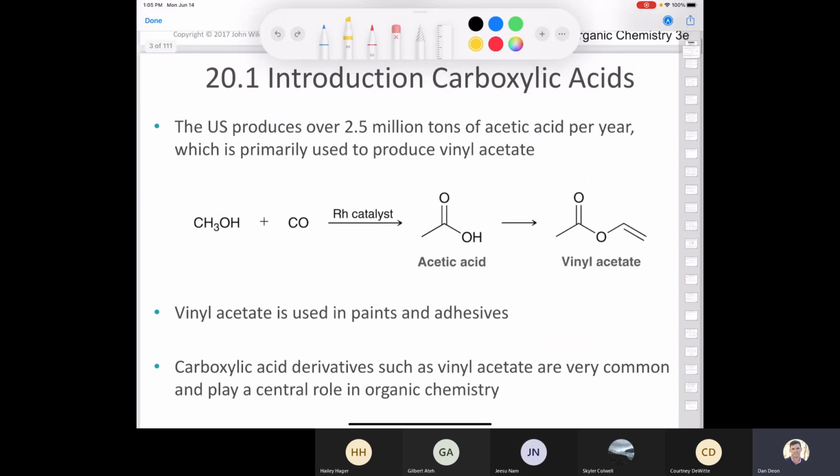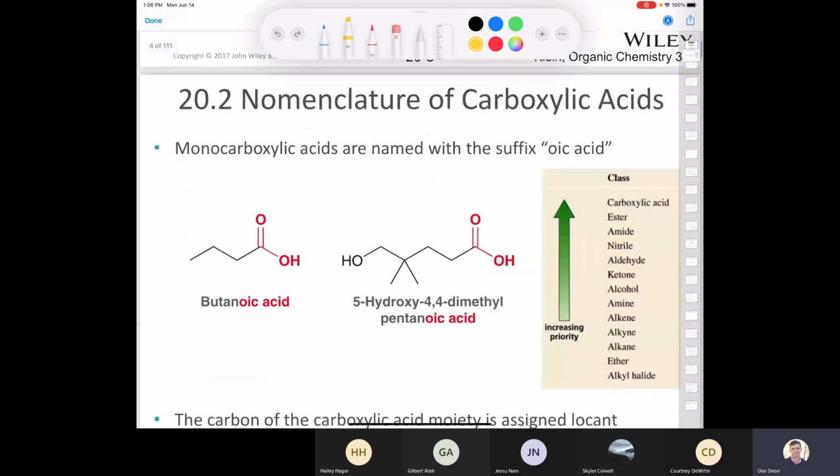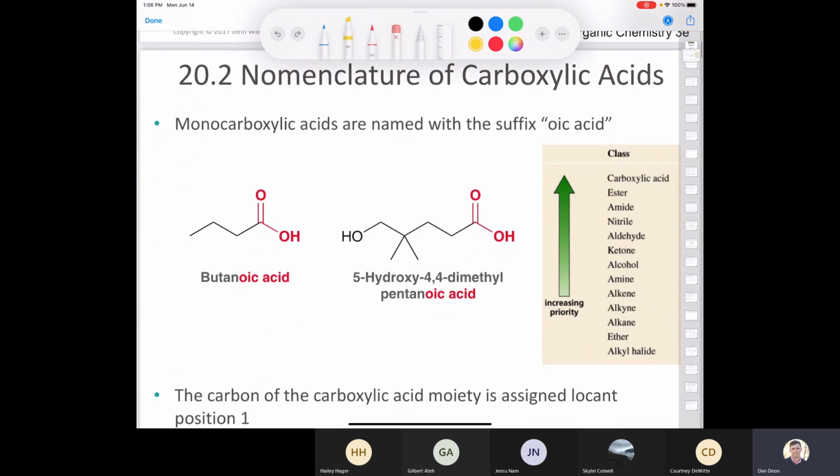And in fact, in the United States, we make about 2.5 million tons of acetic acid per year. It's not the simplest possible carboxylic acid, but it's one of the simplest. And what's it mostly used for? They take methanol and carbon monoxide, put it together with a rhodium catalyst, and it's mostly used to make vinyl acetate, which is found in paints and adhesives. So if you've ever bought paint before, it's going to have some vinyl acetate in it. There you go. So carboxylic acids are very important in organic chemistry, and they show up a lot in biochemistry too, things like pyruvic acid or malonic acid, and we'll talk about those.